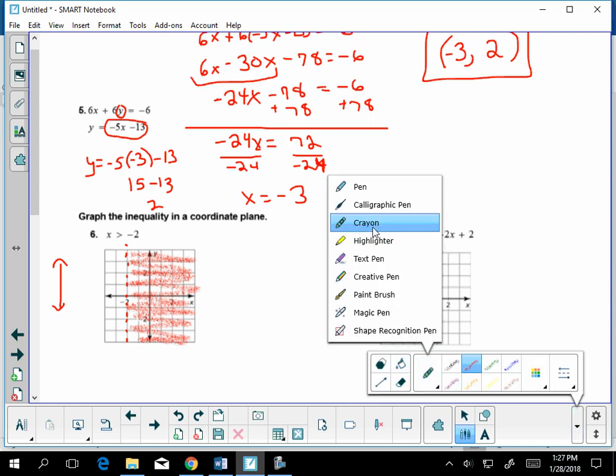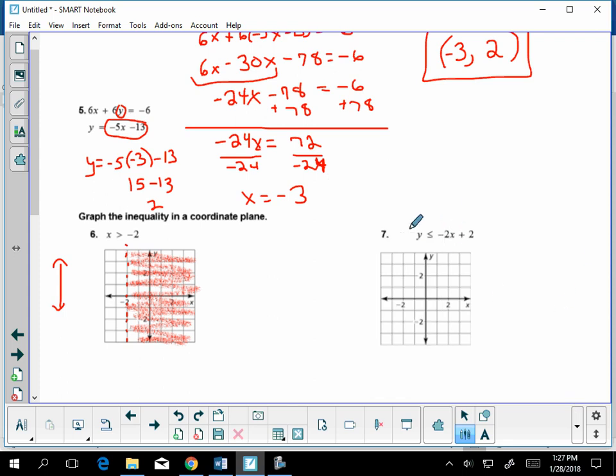On number 7, that is going to be a line because it's in slope-intercept form. Y equals mx plus b would be the boundary line. My y-intercept is 2. So put a dot at 2. My slope is negative 2, and I'd like to make that into a fraction. So I'm going to go down 2, right 1. If I wanted to, I could think of that as 2 over negative 1, and I could go up 2, left 1.